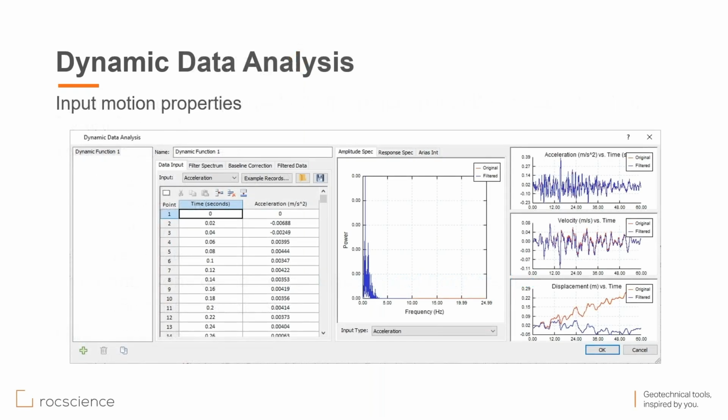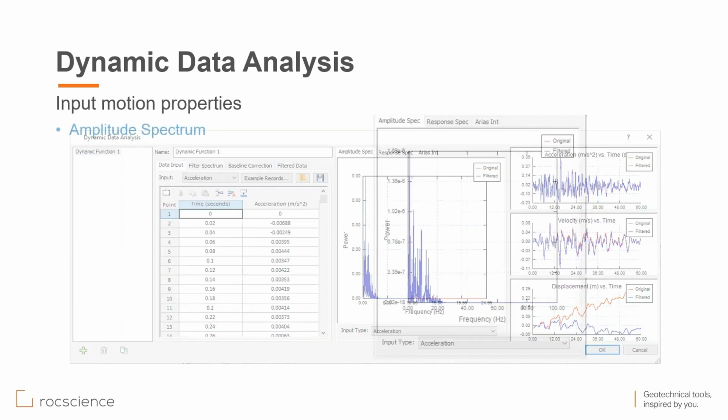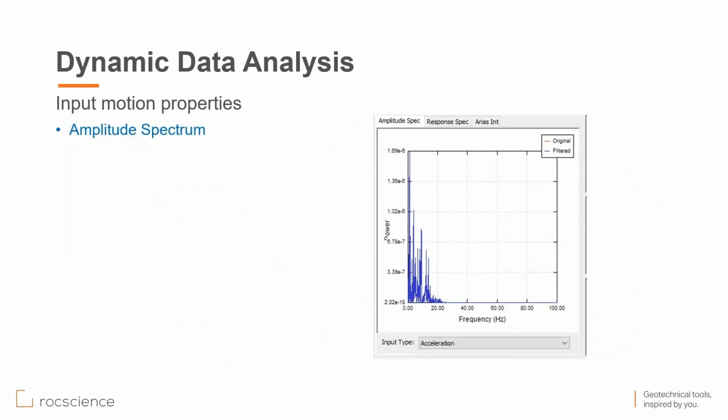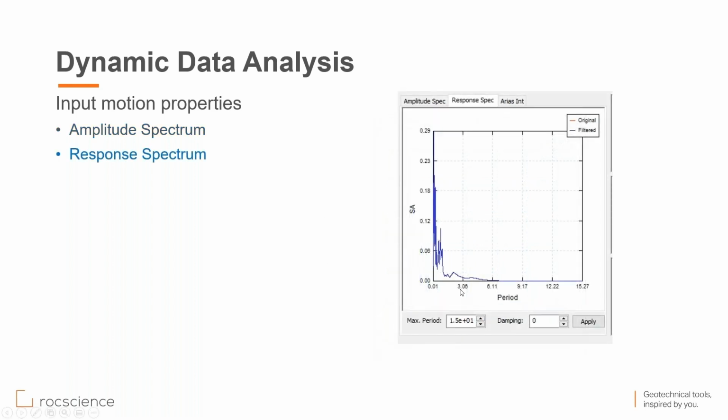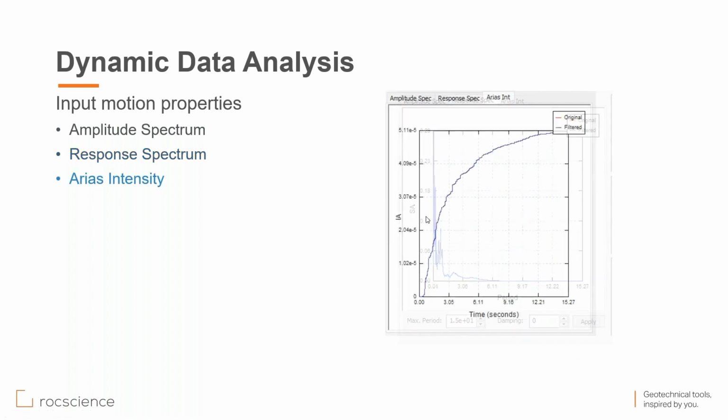And the third tool that I present today for the dynamic analysis is the dynamic data analysis. Using the tool, you can analyze the input motion property, such as amplitude spectrum. You can see here on the image. You can also analyze the response spectrum of the motion, and you can also see the Arias intensity.